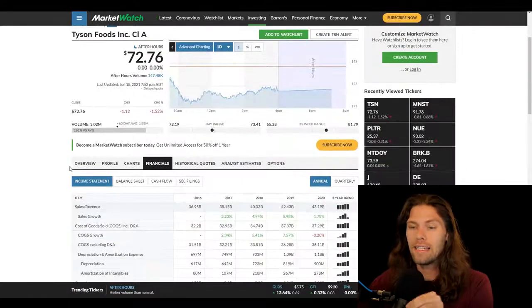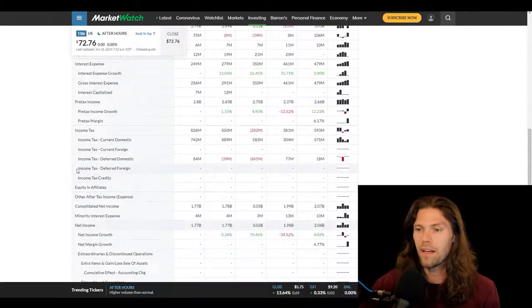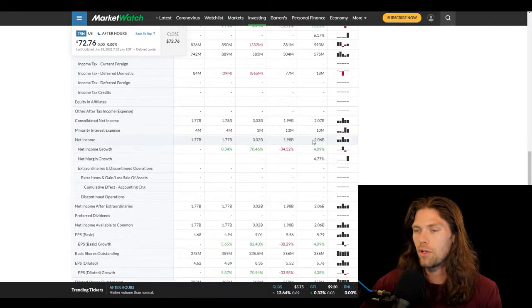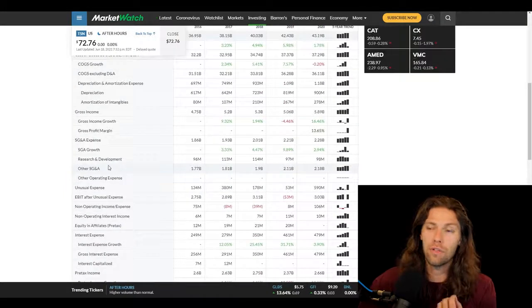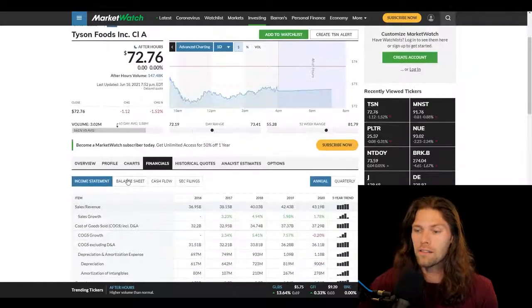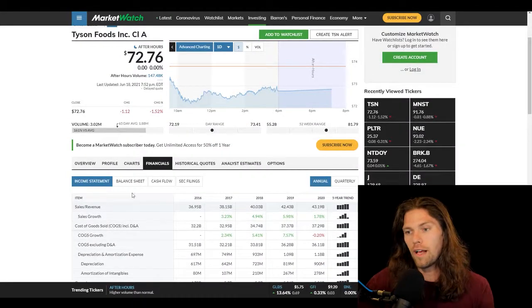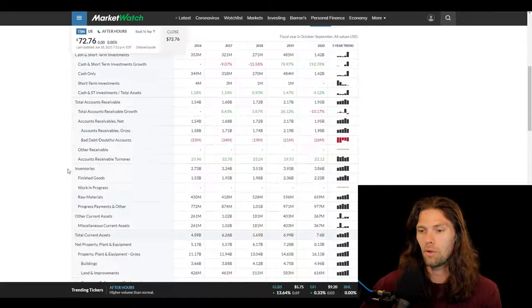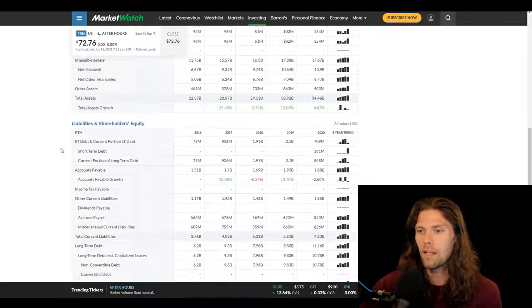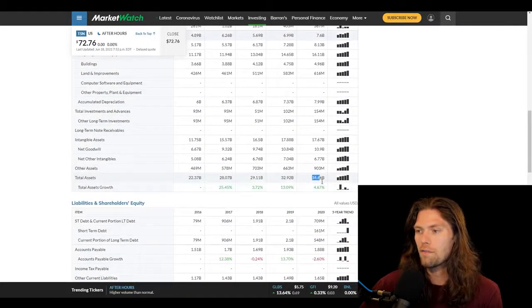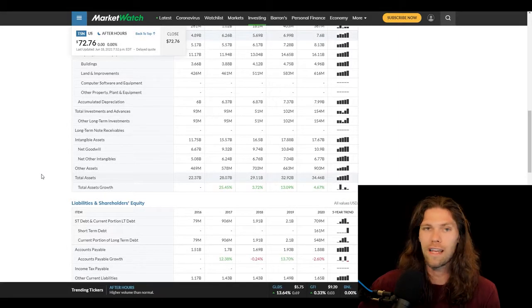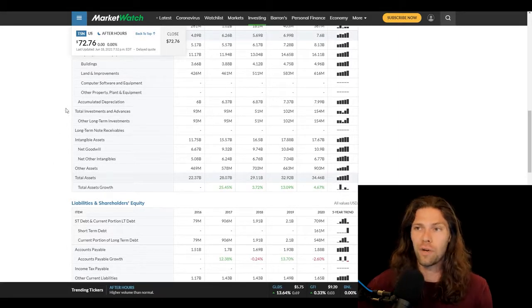We're going to go to the income statement, find net income. We know where that is already. Net income right here, 2.06 billion. And then we need to go to the balance sheet and find total assets. So it's net income divided by total assets. So we're just going to scroll down about midway here. And we see total assets, $34.46 billion. And there you go, your return on assets ratio.